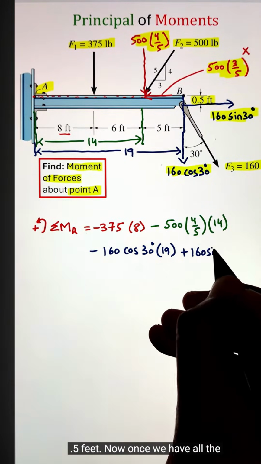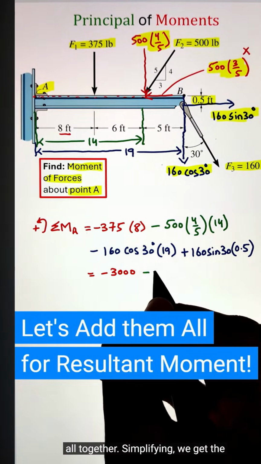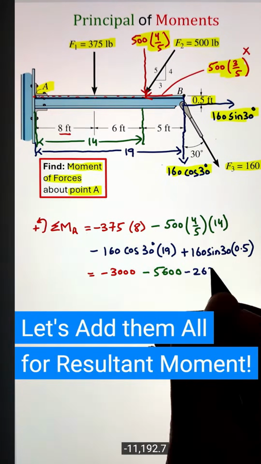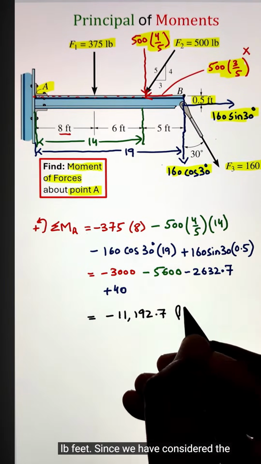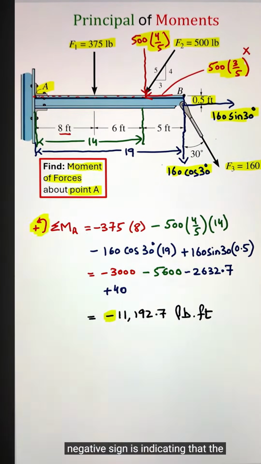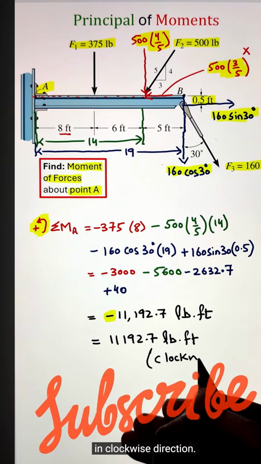Now, once we have all the moments figured out, let's add them all together. Simplifying, we get the value of negative 11,192.7 pound-feet. Since we have considered the counterclockwise moment as positive, the negative sign is indicating that the resultant moment acting at point A is in the clockwise direction.